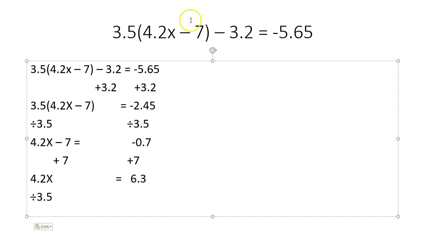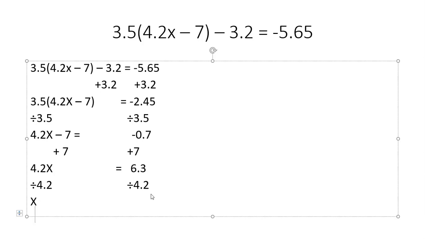Final step, I'm going to divide by 4.2 here and here. So I take my calculator, because I don't want to do that by hand. I do 6.3 divided by 4.2, and that gives me a nice, pretty 1.5. Yay for math teachers that make things come out nice and pretty. We got this.